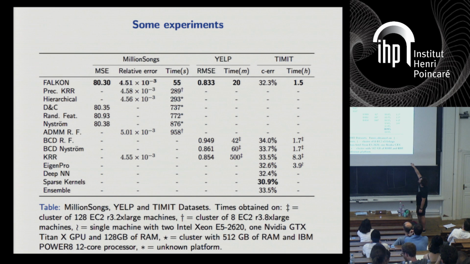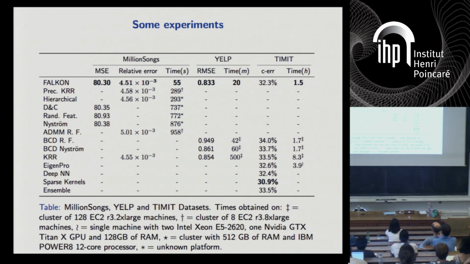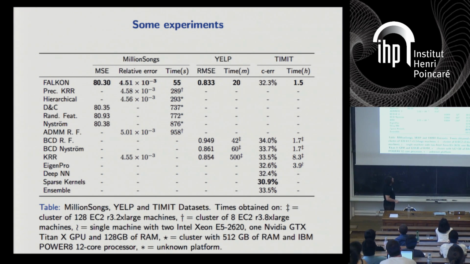Because you see, whenever you see a symbol, it is an algorithm that has been run on a cluster or a set of GPUs or on the cloud. Our algorithm runs on a workstation with one GPU. And in most cases, the difference is either incredible or huge anyway. So here is 55 seconds with respect to the best, which is 289 hours on a cluster of 8 EC2. In this case, it's 20 minutes, and the best is 42 on a cluster of 128. Okay, so all these are pretty impressive.